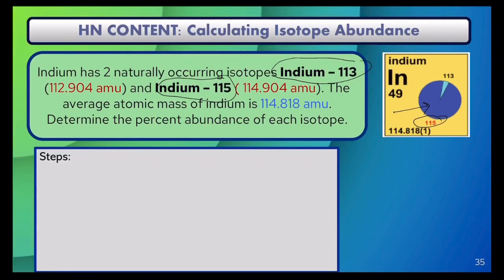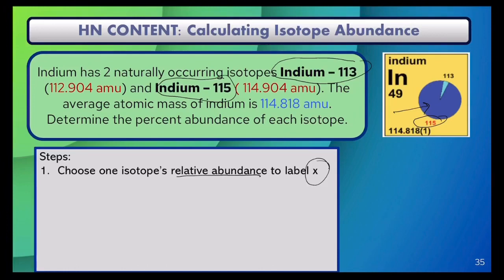So now let's look at the steps on how to solve this problem algebraically. The first thing you want to do is choose one isotope. Doesn't matter which one, 113, 115, up to you. You're going to assign its relative abundance the label X. Then you take the second isotope and assign its relative abundance to be 1 minus X. For my example, when I was working this problem out, I assigned indium-113 a relative abundance of X, and I made indium-115's relative abundance 1 minus X.